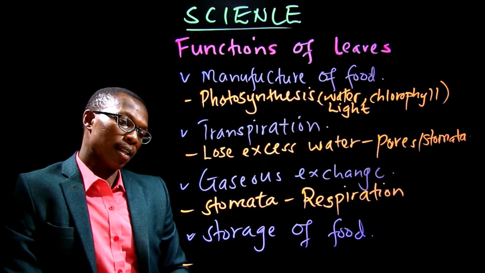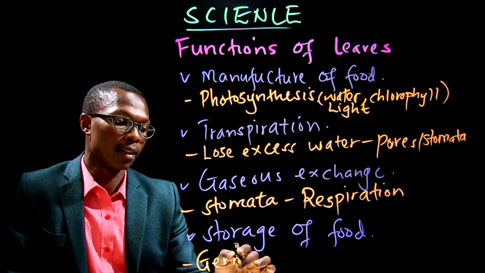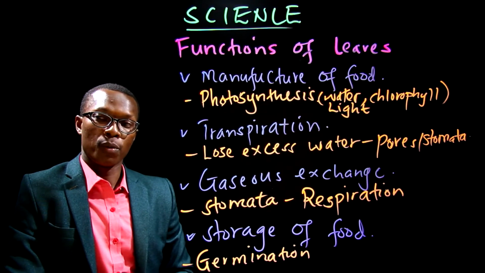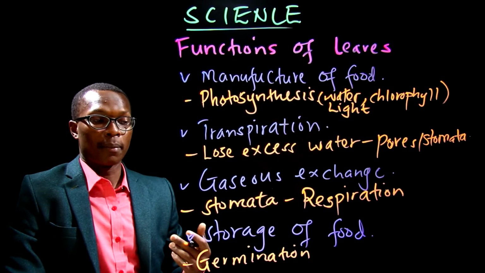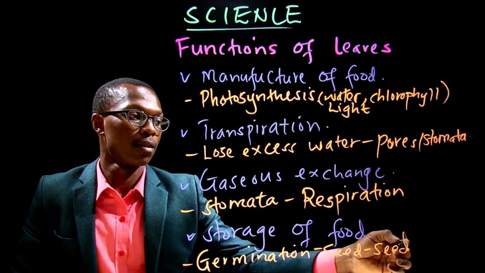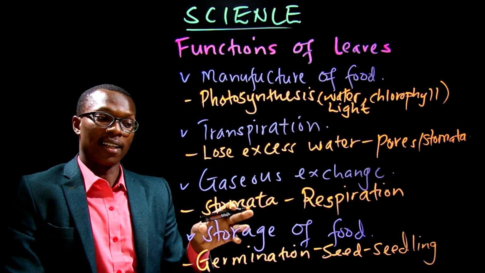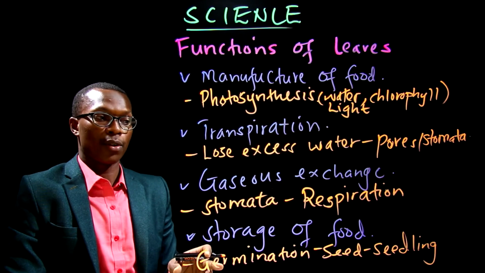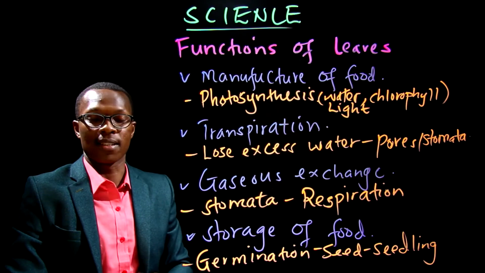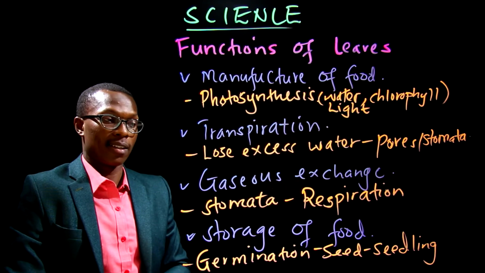And the last part now is storage of food. This normally happens during germination. Do you know what germination is? Germination is a process whereby the seed grows into a seedling. This is like the early stage of a plant. At this stage, we don't have a big plant, but we have a seedling. A seedling is a young plant. For them, they normally need the leaf to store the food.